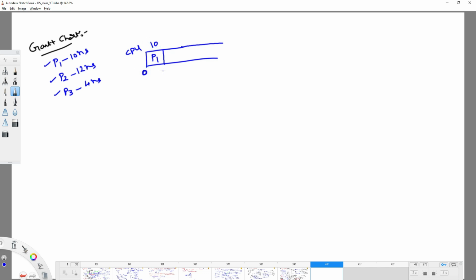10 nanoseconds. Means P1 completed by what time? 10 nanoseconds. Then assume that we give a chance to P2 to execute for how many nanoseconds? 12 nanoseconds. So it will be completed by what time? 22 nanoseconds. Then we give a chance to P3, which will execute for how many nanoseconds? 4 nanoseconds. So it will be completed by 26. This is what the general meaning of a Gantt chart is.